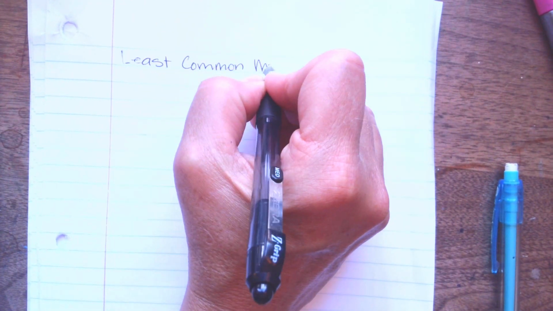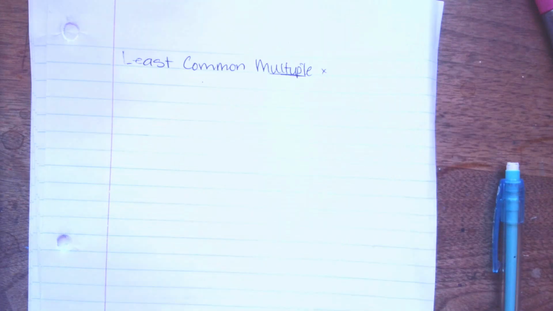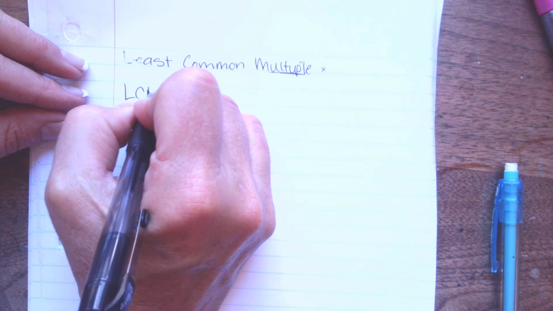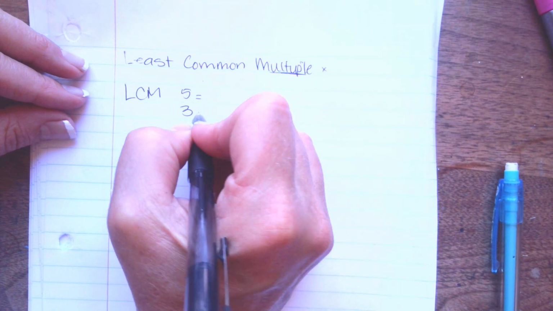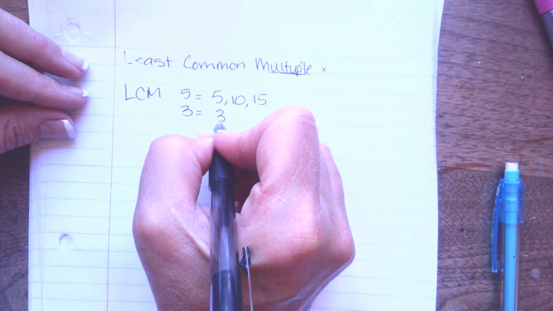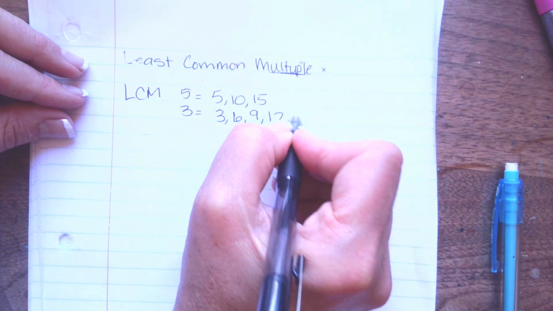To find the LCM, which is the least common multiple, we're going to be counting up. Multiple means to multiply up. So if I'm finding the least common multiple of 5 and 3, I'm going to count up by 5s, and then I'm going to count up by 3s until I get to a common number.